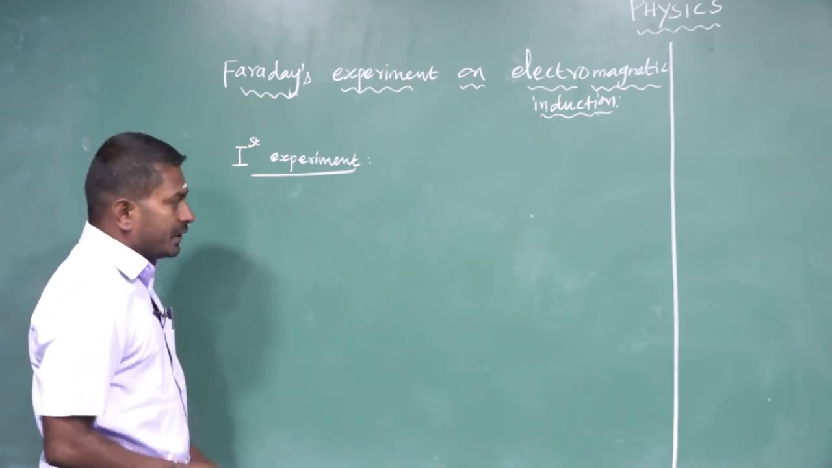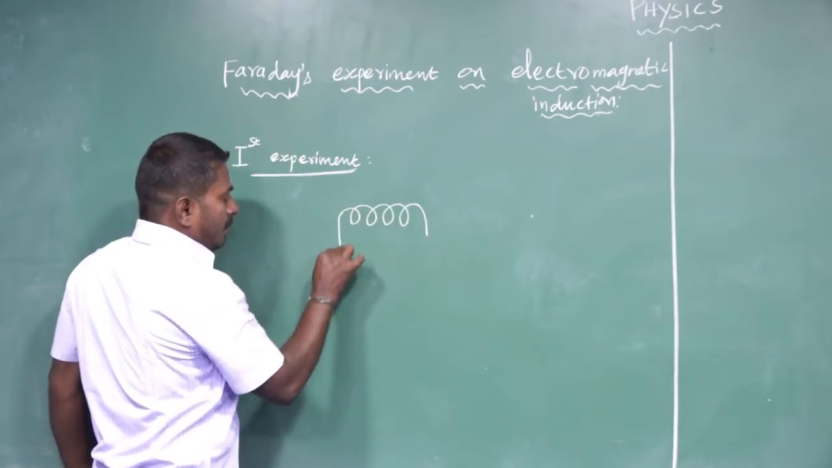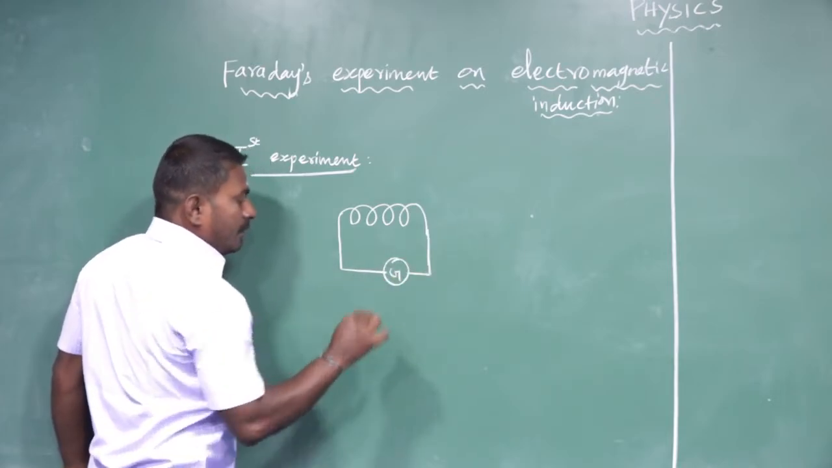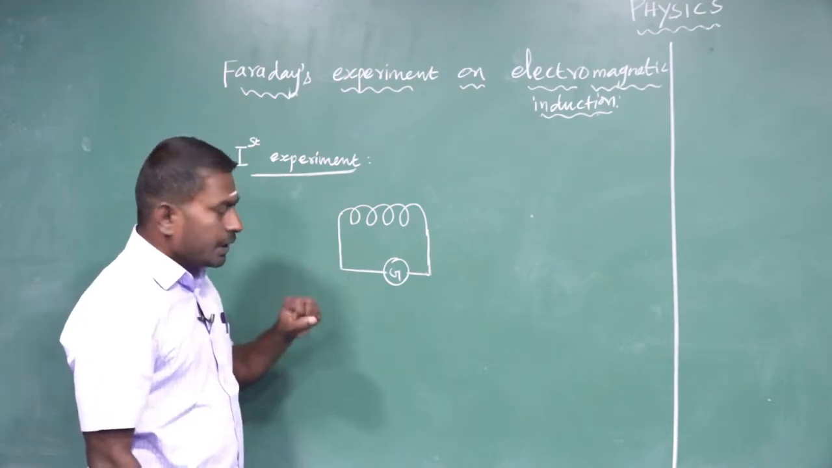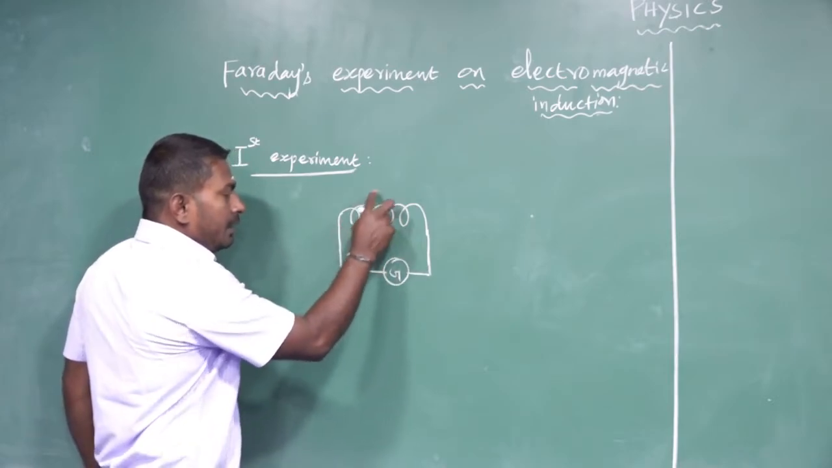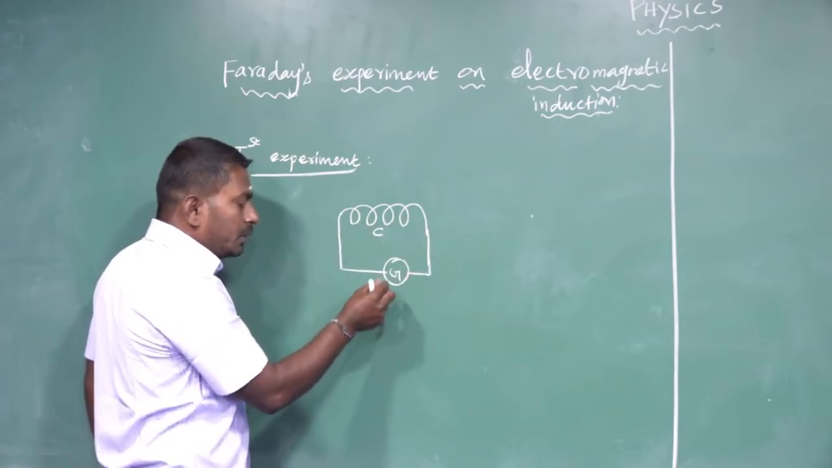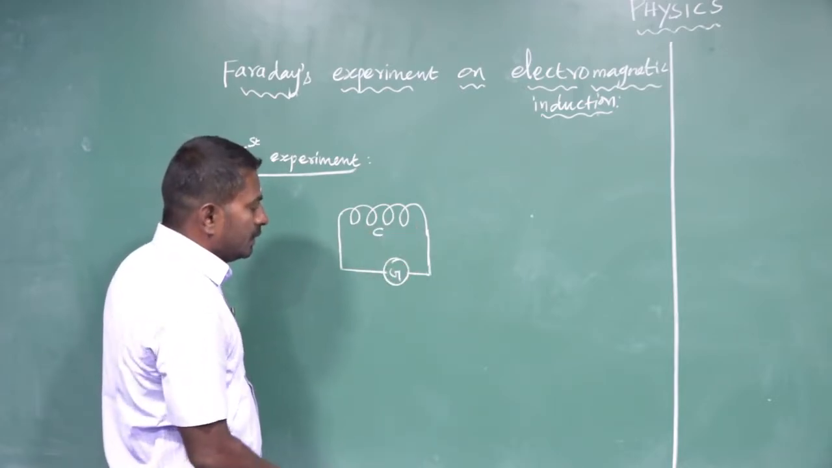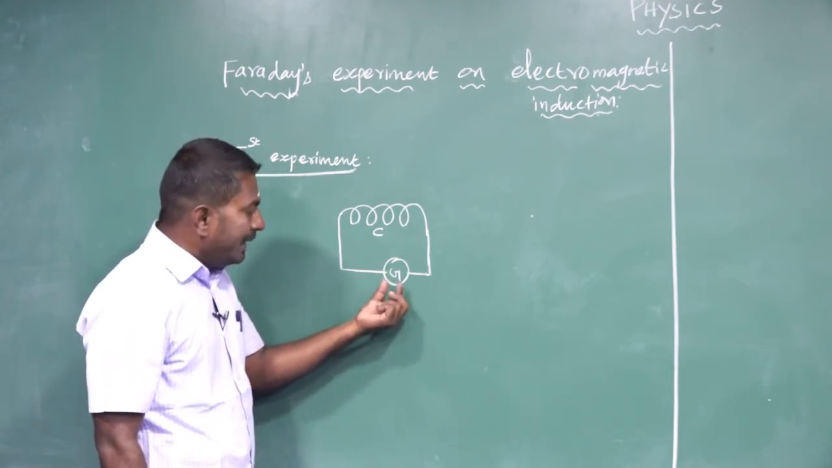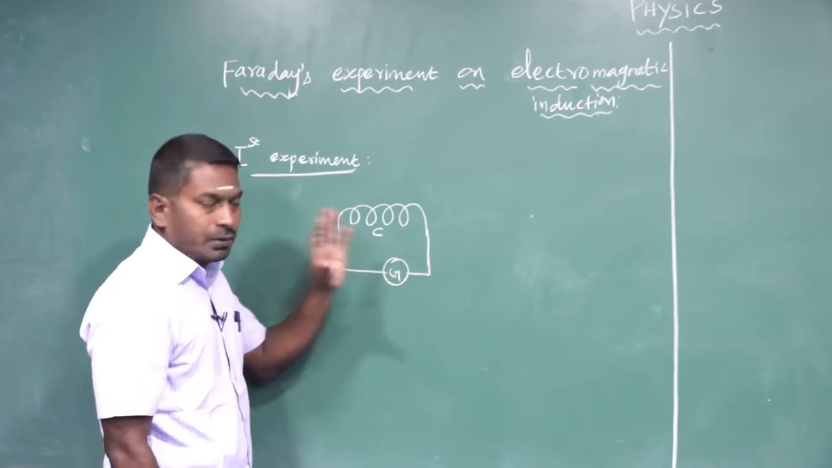So let us consider one closed circuit. This closed circuit consists of an insulated coil of wire C, and also a sensitive galvanometer G. A galvanometer is a device which is used to detect the flow of electric current in the closed circuit. That is the purpose of connecting the galvanometer in the closed circuit.